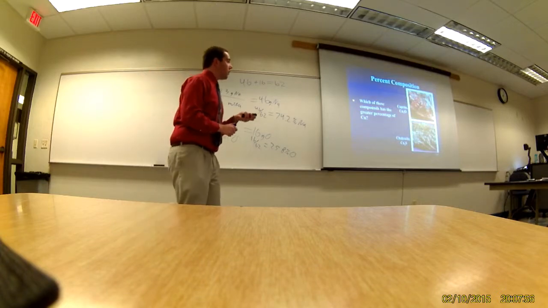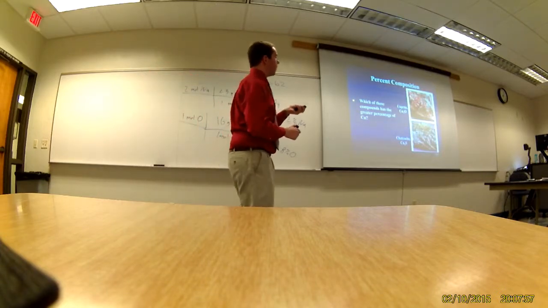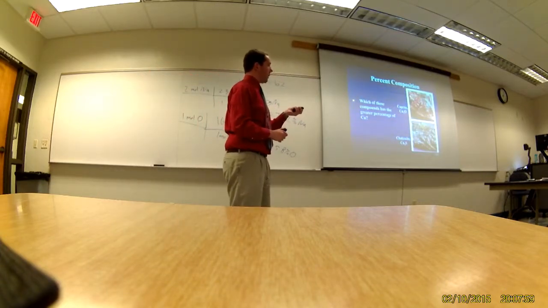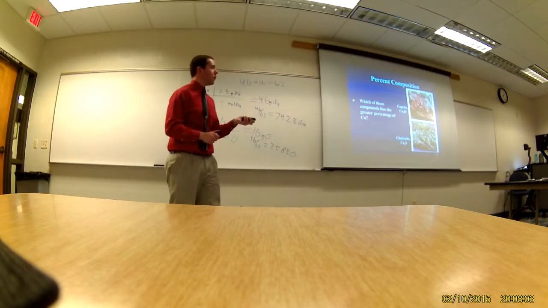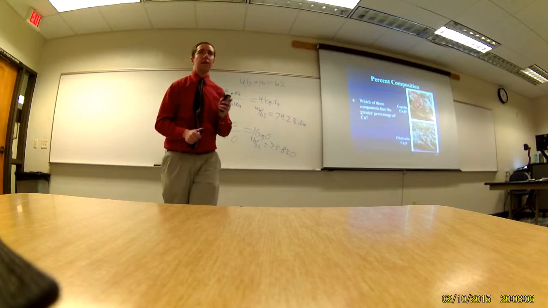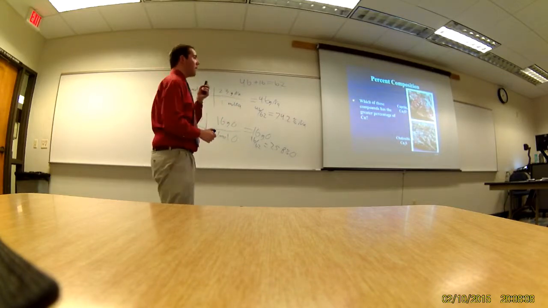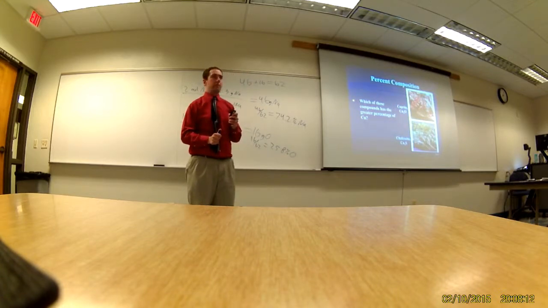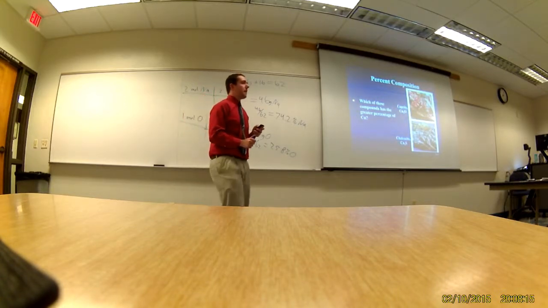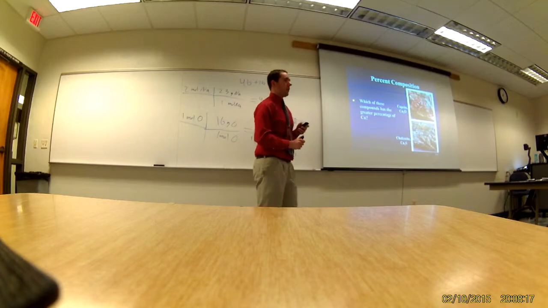Here are 2 copper compounds. One is copper, 2 coppers and oxygen. Here is chalcocite, Cu2S. Which one has a higher percentage of copper? Cu2O. Why? Because oxygen has less mass than sulfur.